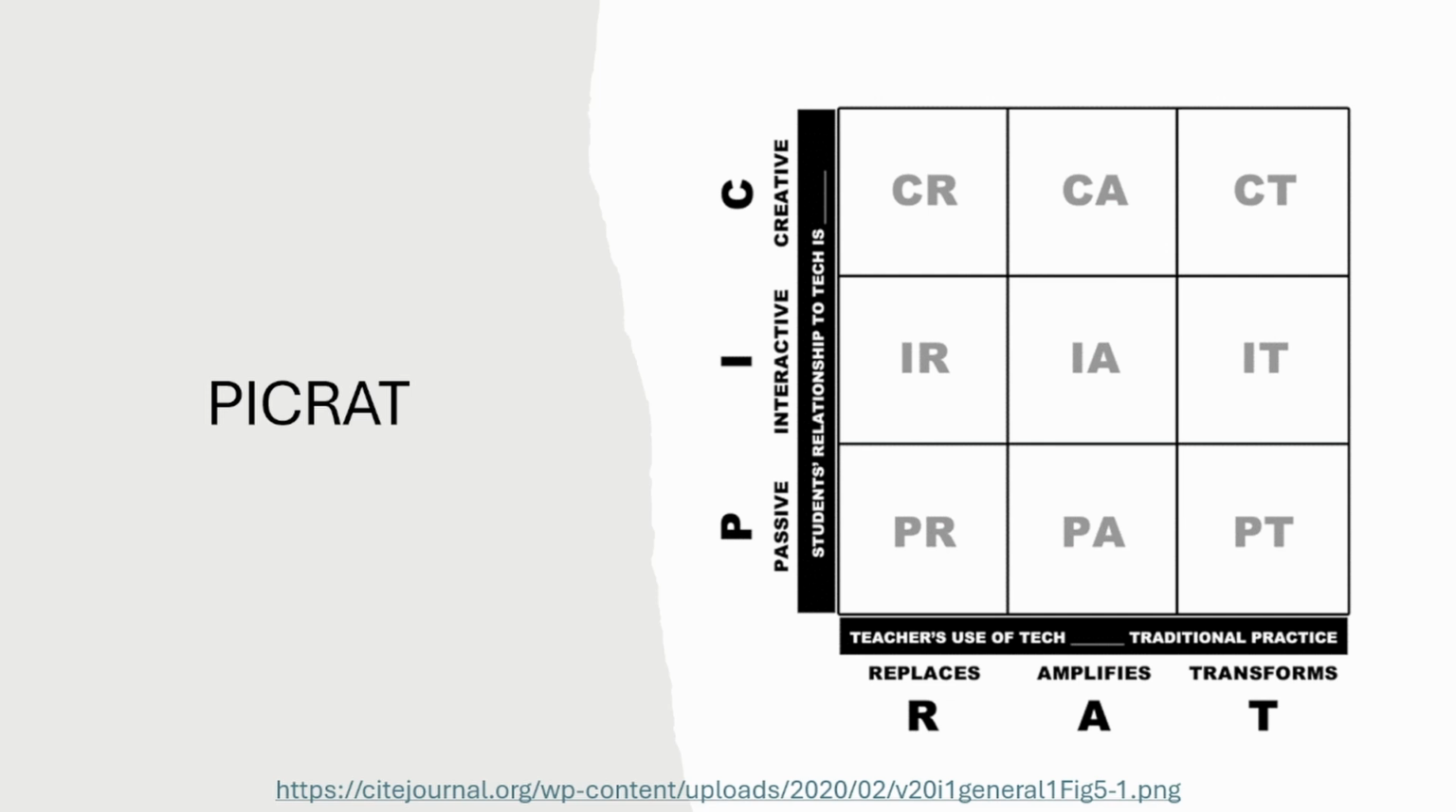Passive, interactive, creative replaces, amplifies, transforms, or PICRAT, is a model for technology integration developed as a matrix of 3 columns and 3 rows by Kimmons et al. In this model, a student's relationship to technology is represented vertically through their passive, interactive, or creative use of technology for learning, and a teacher's use of technology is represented horizontally as either replacement, amplification, or transformation of traditional practice. This model is a balanced teacher and student-centered model.